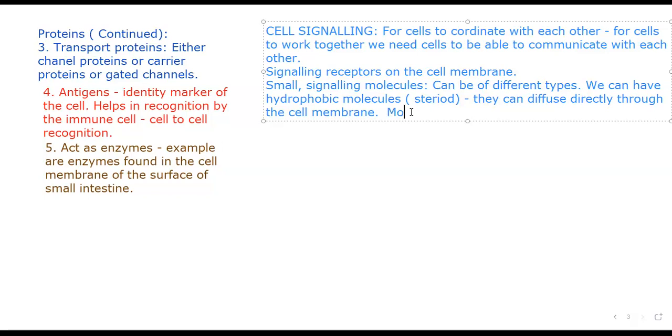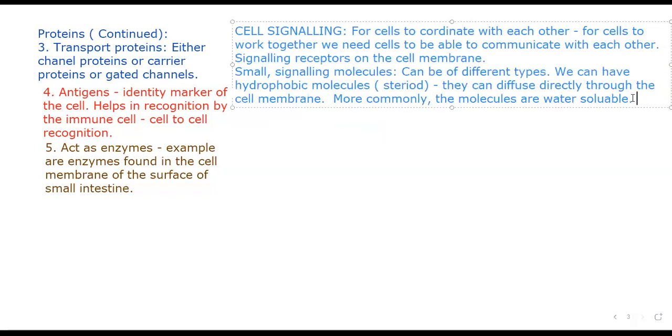But the more common type of signaling molecules that we see are water soluble. Now, this creates a small problem. How does this create a small problem? The problem is that I just told you the cell membrane is hydrophobic, right? It will only allow non-polar small molecules to cross through. So when a molecule is water soluble, it cannot just directly diffuse through the cell membrane. So it actually needs to go through a signaling pathway, right?